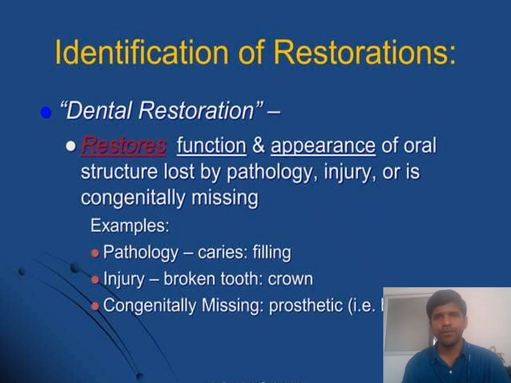Coming to the identification of restorations, a dental restoration restores function and appearance of oral structures lost by pathology, injury, or is congenitally missing. Example, in case of pathology, it may be a caries in which filling will be placed to restore the carious tooth structure. In case of injury, the broken teeth will be replaced by a crown. And in case of congenitally missing teeth, prosthetics, for example implants, can be placed.